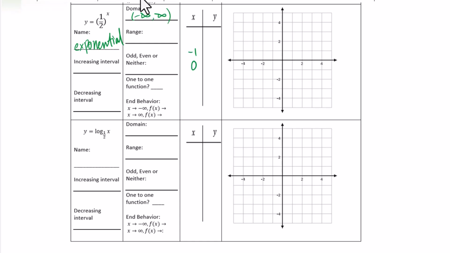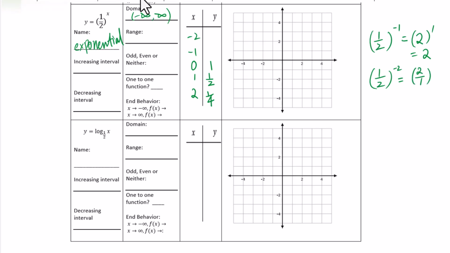0, -1, -2, 1, 2. 1/2 to the 0 power is 1. 1/2 to the first power is 1/2. 1/2 to the second power is 1/4. 1/2 to the negative first power, we do the reciprocal, 2 to the first power equals 2. 1/2 to the negative second power equals the reciprocal of 1/2, which is 2/1 squared, equals 4.